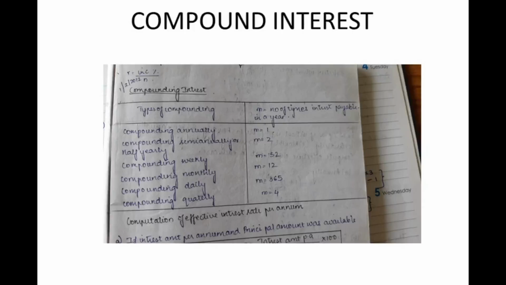In simple interest, the interest is directly calculated on the principal amount. That is, you take the interest rate and directly multiply it on the principal amount, and you will get your interest. Okay, that is the simple interest.